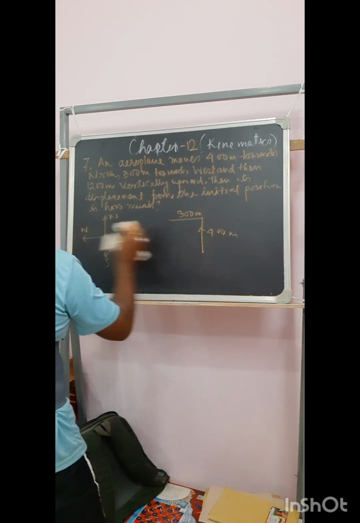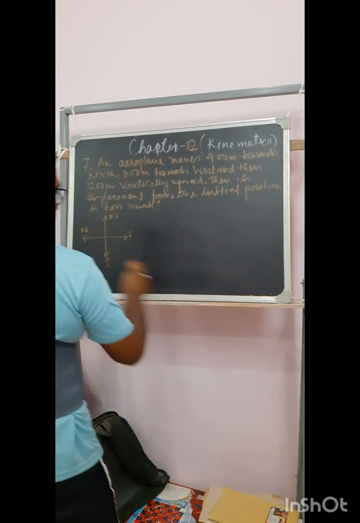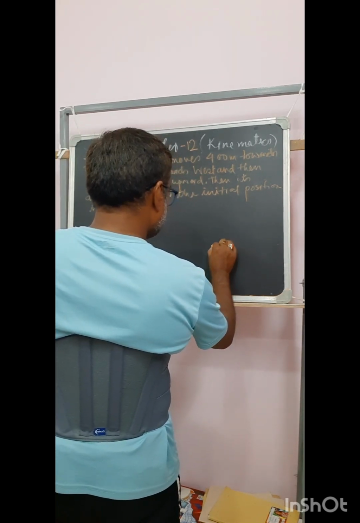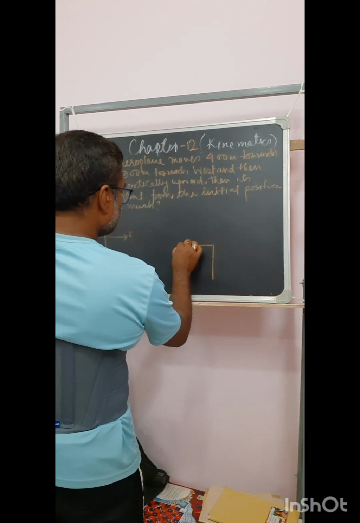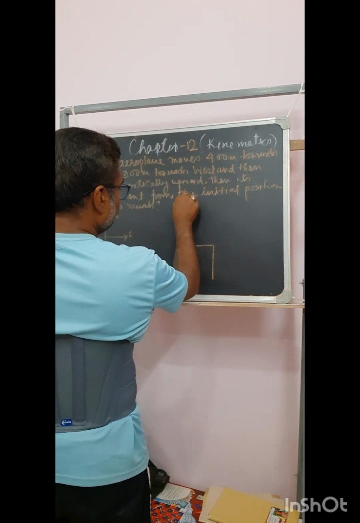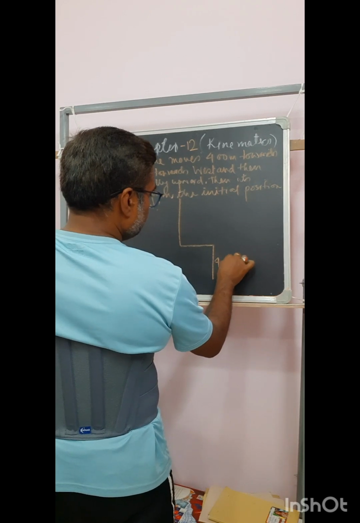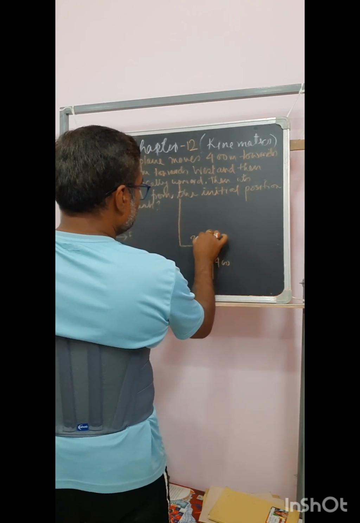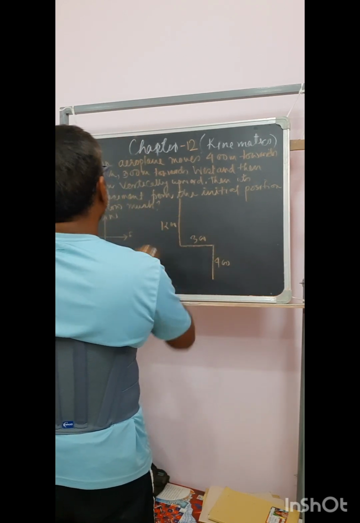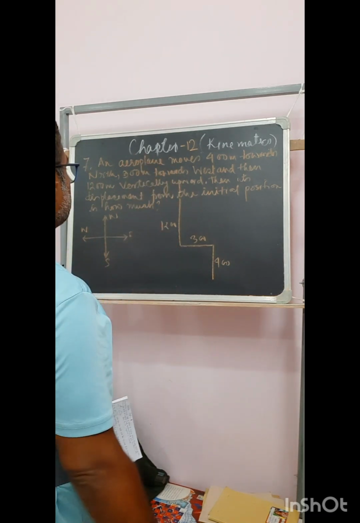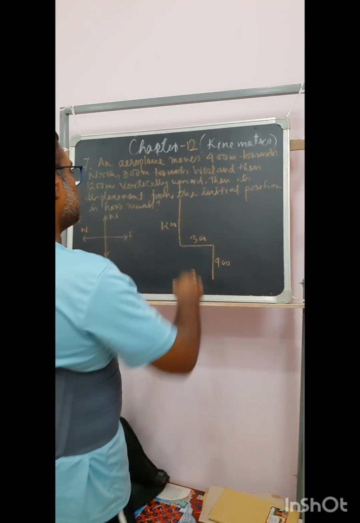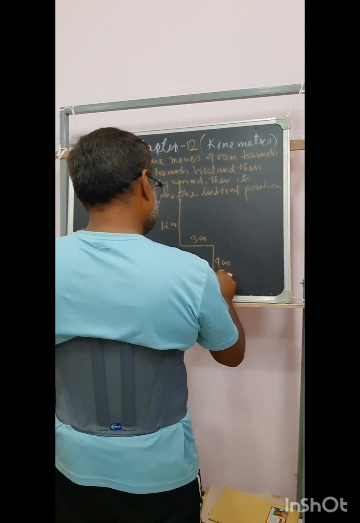So it will not be sufficient. Again, I have to redraw it. Let's say this is the point. This is 400 meter. This is 300 meter. This is 1200 meter vertically upwards. That is the displacement from the initial position. So this is final. This is initial.